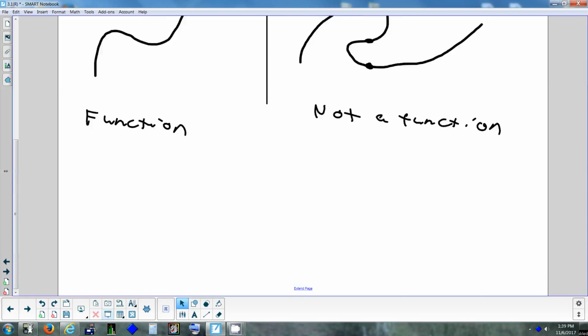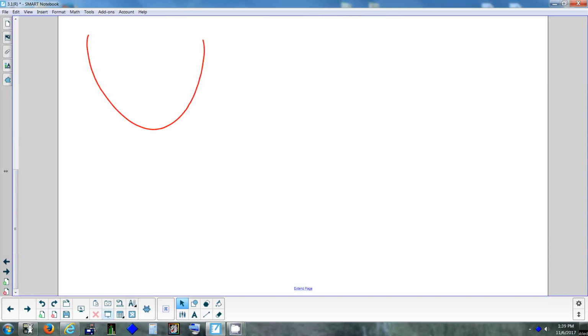How about if I had something like this? Would a vertical line hit that more than once? No. A horizontal line would, but that's totally separate. Okay, a vertical line would only hit that once. How about this? Would a vertical line hit that more than once? No. How about the same thing on its side? Yes. A vertical line would hit more than once.